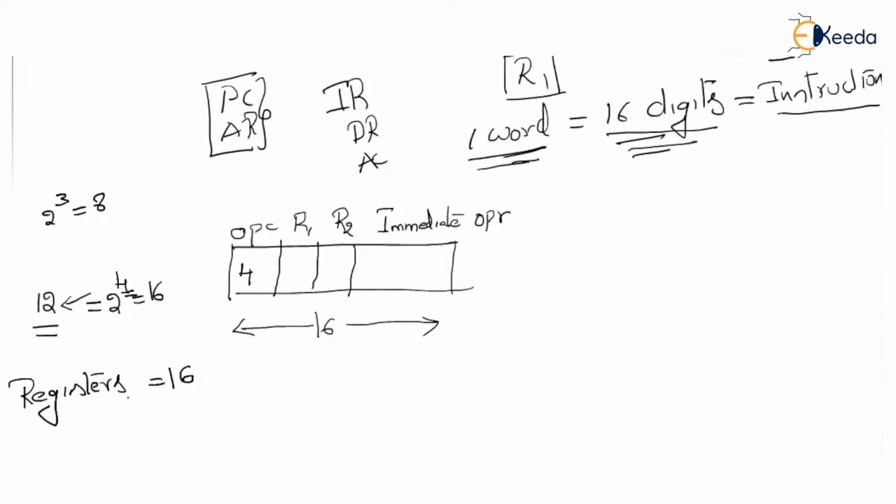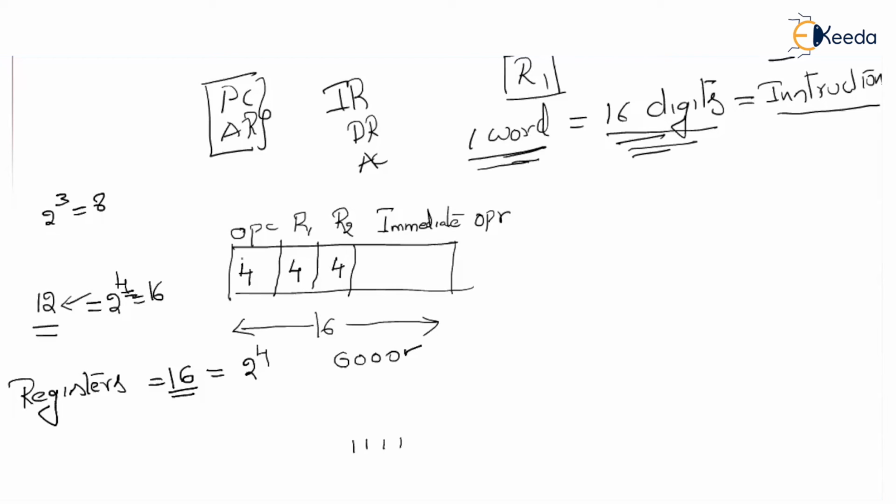As the registers are equal to 16, I do require 4 digits to represent each register, 2 power 4. There are 16 registers from 0000 to 1111. Each register is given a unique label. So R1 will require 4 digits, specifying one register operand among the available 16 registers. For R2 also, I require 4 more digits to represent one more register operand from the 16 registers.